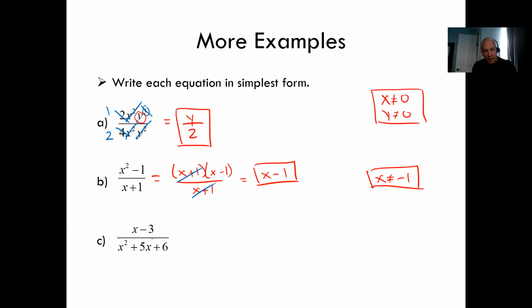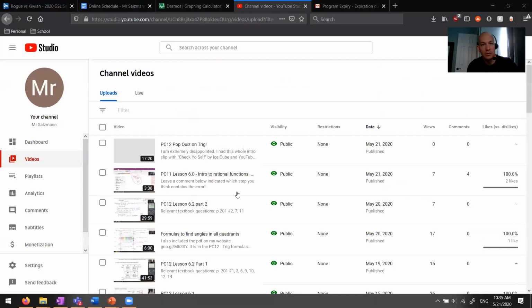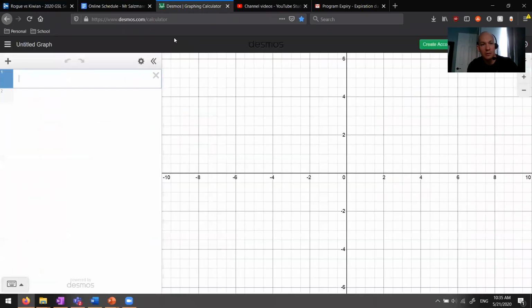Okay, and then for this one here, actually, you know what? Hold on one sec. Before we go to the next one, I actually just want to show a picture here. So I'm going to see if I can go over to Desmos. There we go.